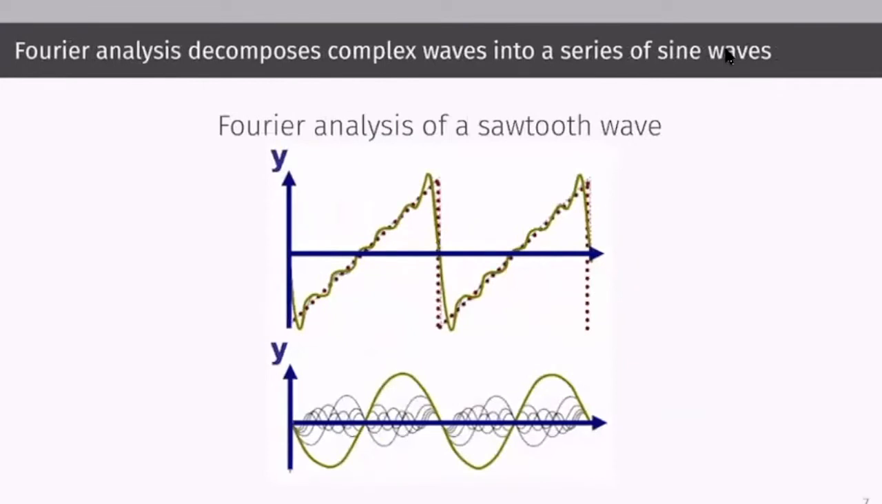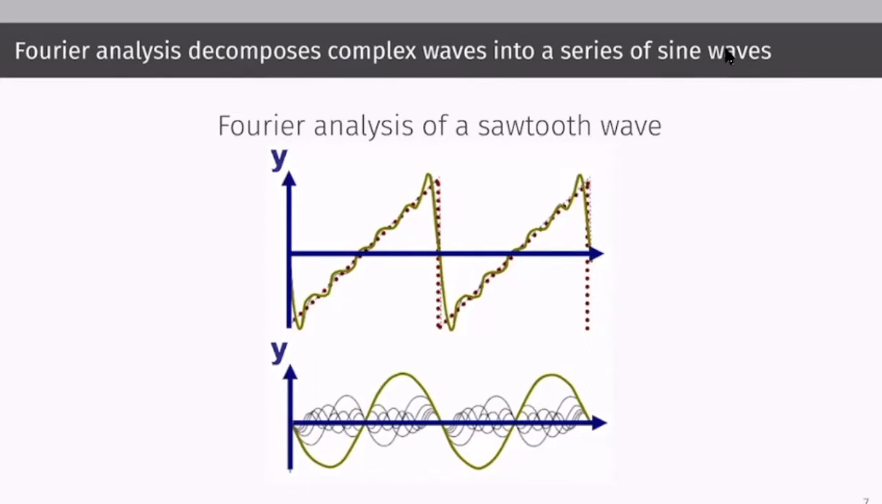So what Fourier analysis does is it decomposes complex waves into a series of sine waves. And this is one of the fundamental procedures in the analysis of acoustics, and a particular kind of Fourier analysis called fast Fourier analysis, or the fast Fourier transform, is used extensively in digital signal processing.